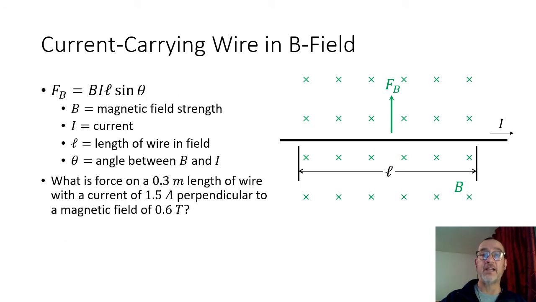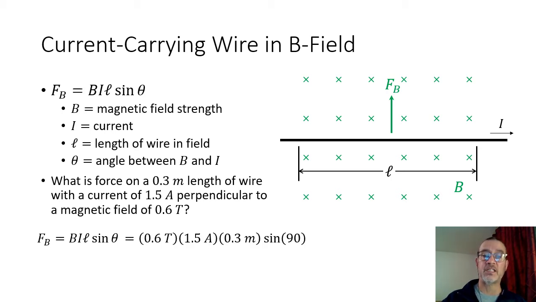So let's take a look at an example. Let's say that we have a situation where you have a 0.3 meter length of wire with a current of 1.5 amperes flowing through it, and it's perpendicular to the magnetic field of 0.6 Tesla. Well, in this case, we have our equation that the magnetic force is BIL sine theta. If we substitute the values, 0.6 Tesla for the magnetic field strength, 1.5 amps for the current I, 0.3 meters for the length of the wire, and then since it's perpendicular, sine 90, which of course is 1. Do those calculations, and we get a value of 0.27 newtons as the force on the wire.